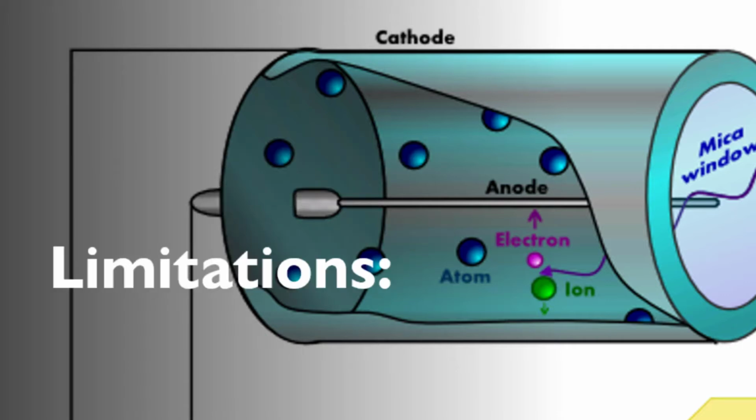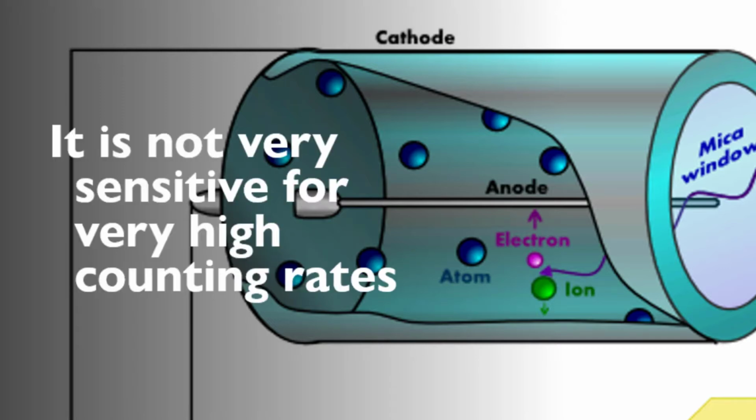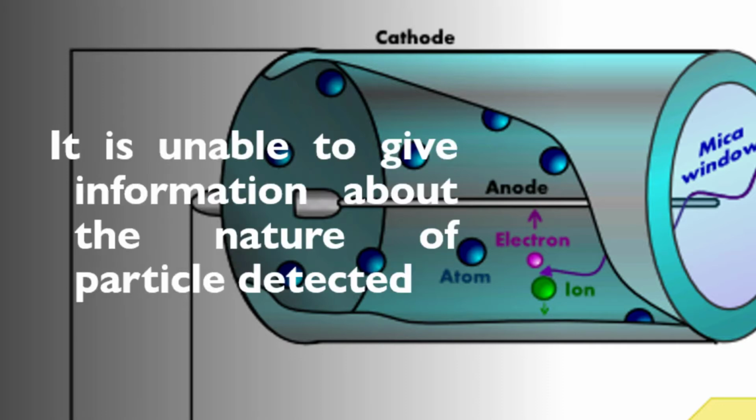If we talk about the limitations of the Geiger-Muller counter, it is not very suitable for very high counting rates, so we can count only small rates. The Geiger-Muller counter is also unable to give information about the nature of the particles detected. We don't get to know the nature of the particles emitting the ionizing radiation.